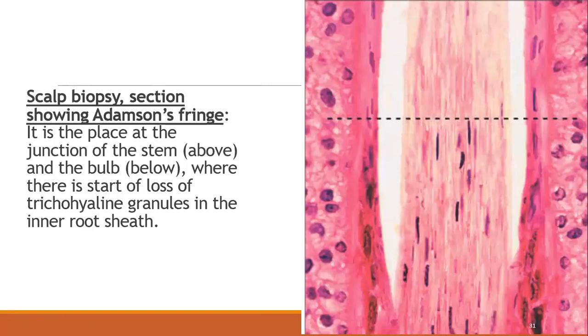Now, this is the section through the Adamson's fringe. Adamson's fringe is the place in the lower segment with the junction of stem above and bulb below, where there is a start of loss of keratohyaline granules in the inner root sheath, and the hair shaft becomes acellular, anucleated. The keratohyaline granules of the inner root sheath are lost at the Adamson's fringe, and the hair shaft loses their nuclei.